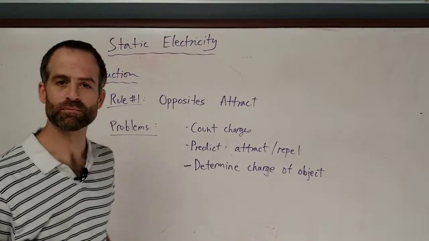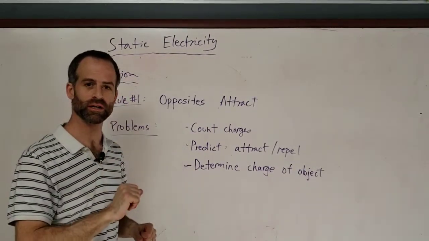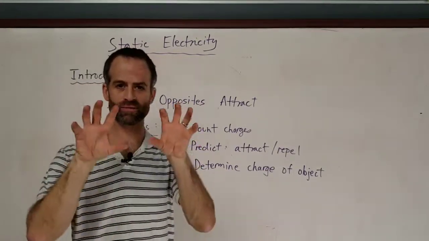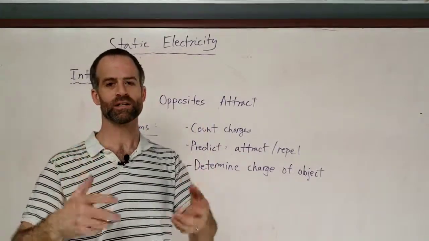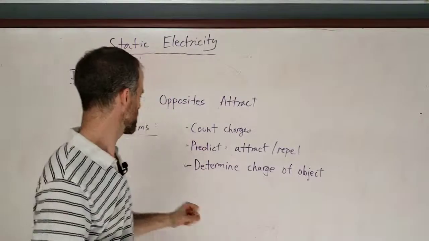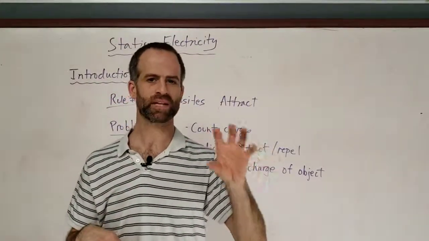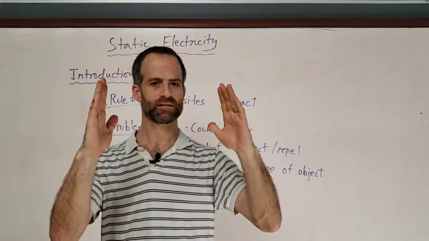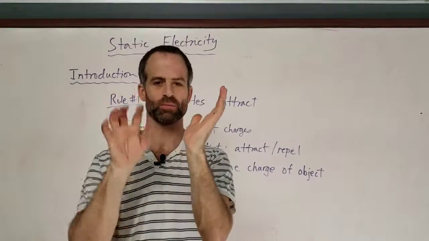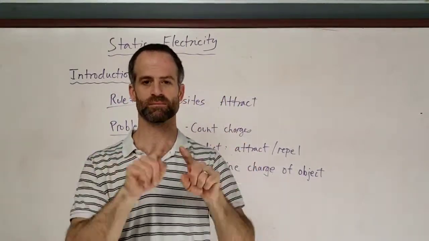The three types of problems you have to be able to answer are, you have to be able to count charges, the pluses and minuses. You have to predict, if you're given two, whether they attract or repel based on whether they are positive or negative. And you have to be able to find out what charge something has if it is attracted to something you know. So if it's attracted to a positive charge, you know it must be negative, because it has to be opposite.